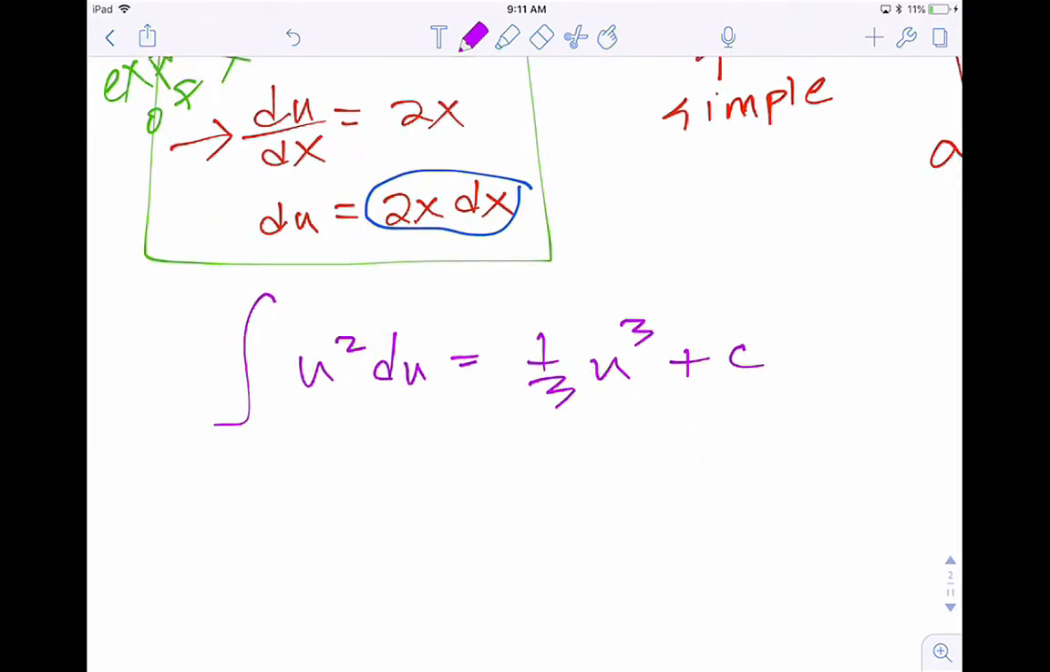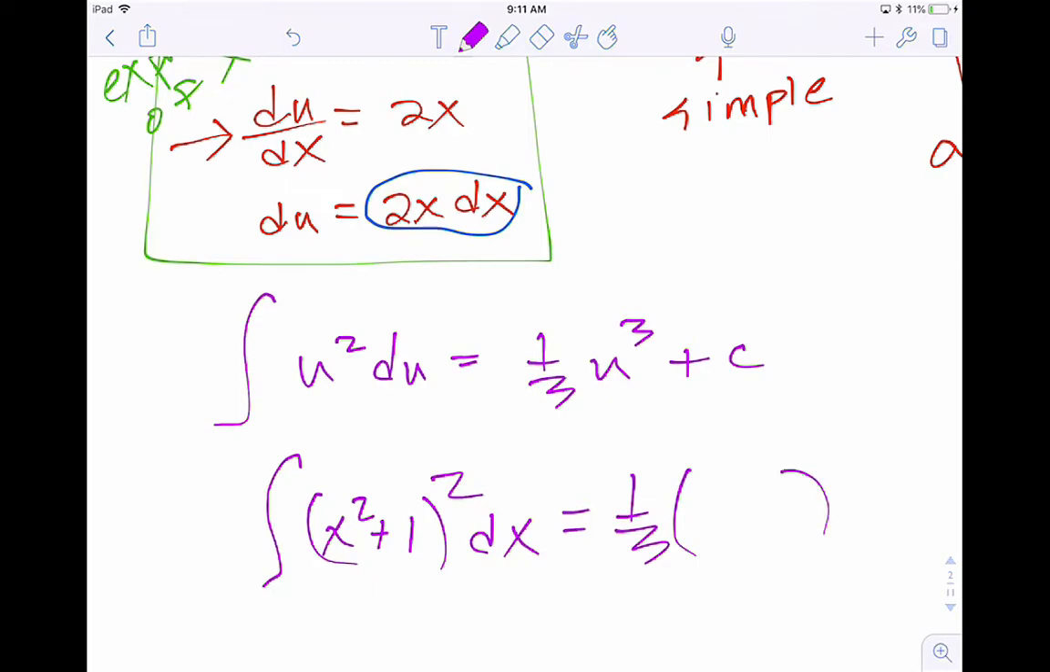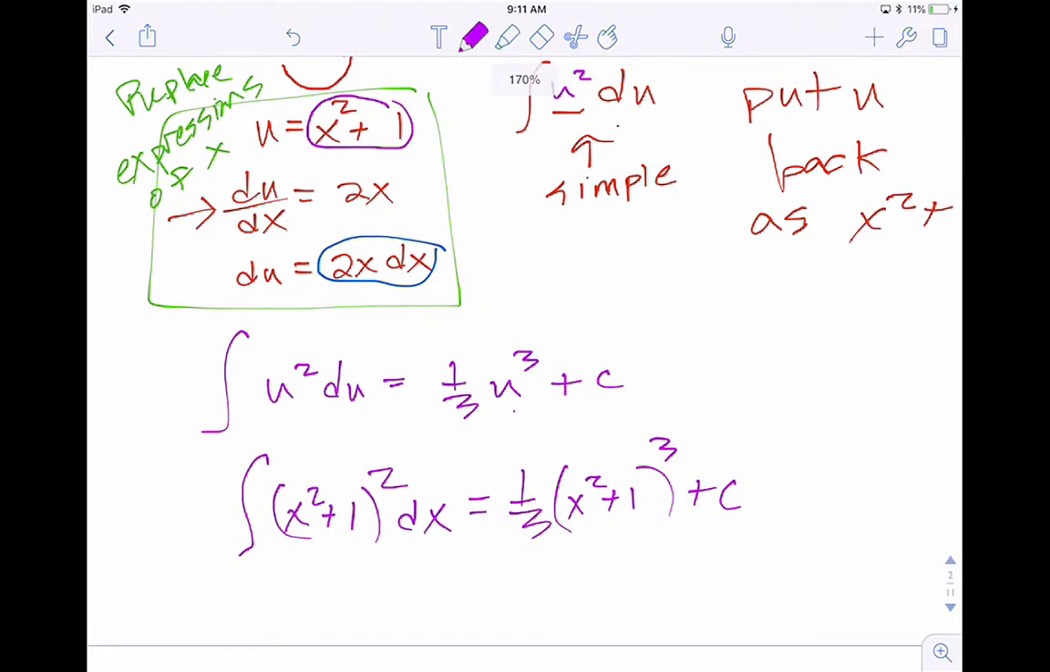After we've done that really simple integral, now we put our u back the way it was as x squared plus 1. And that is the end. The integral that I started with, the relatively messy looking one, is actually equal to 1/3, now we put the u back, x squared plus 1 cubed plus c. Done. So the u-substitution is to come up with an easier integral, replacing with these equations that I have in green up there. And we do it over and over and over again.